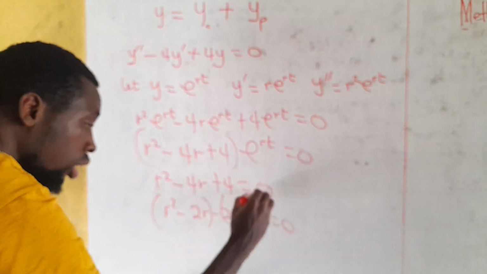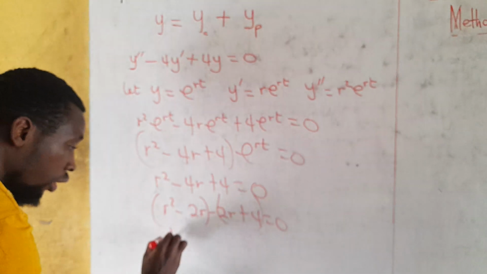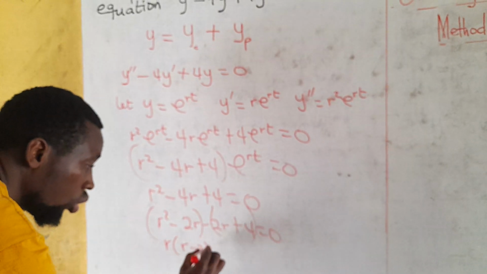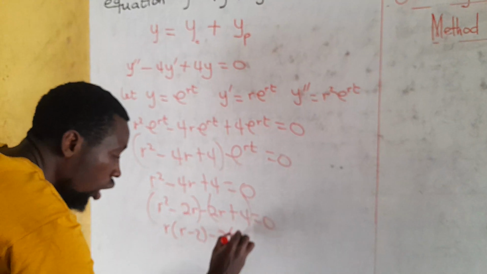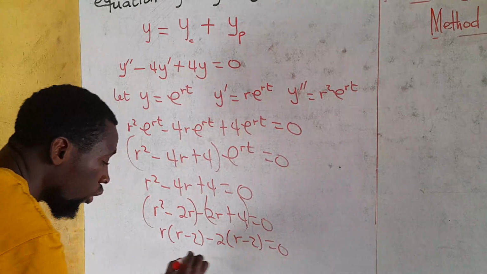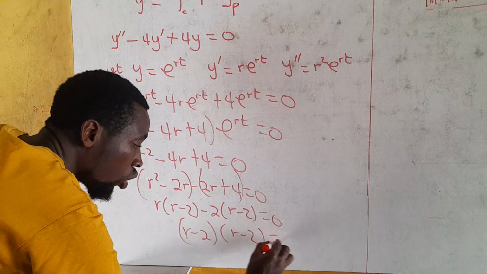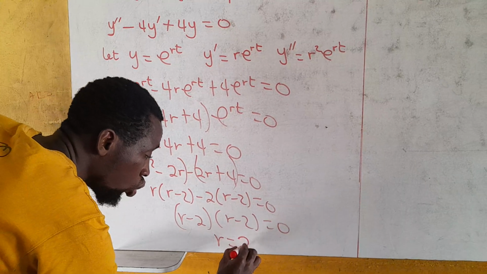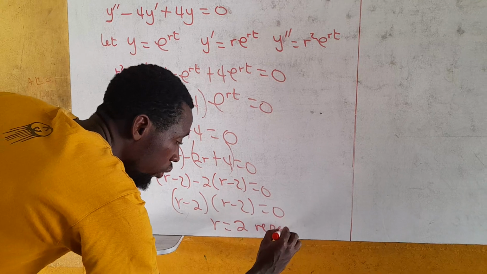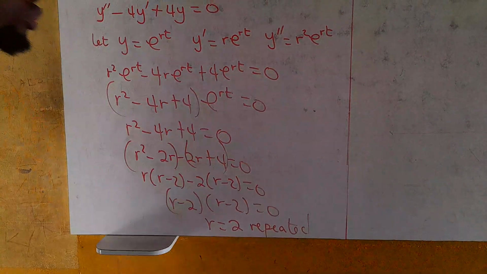So when we bracket this, what is common here? r is common, r minus 2. 2 is common here, minus 2, r minus 2 equal to 0. We have r minus 2 out, r minus 2 equal to 0. So our r will be equal to 2 repeated. So we have a repeated root.